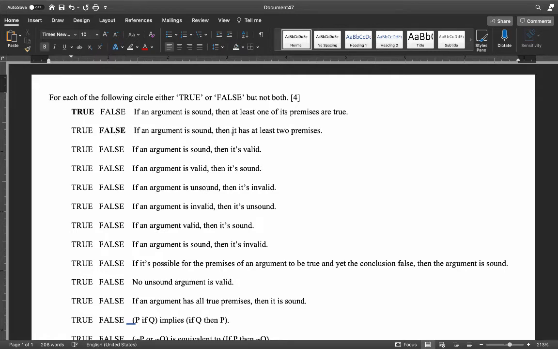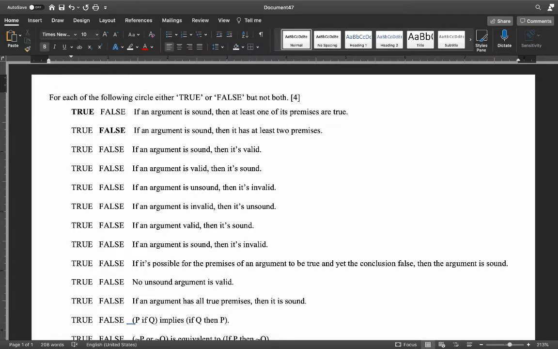Next, if an argument is sound, then it has at least two premises. That's false. Remember, we said the argument P, therefore P, is valid. So anytime P is true, that's a sound argument. So if I say, I'm a human being, therefore I'm a human being, that argument is sound, supposing, of course, that I'm a human being.